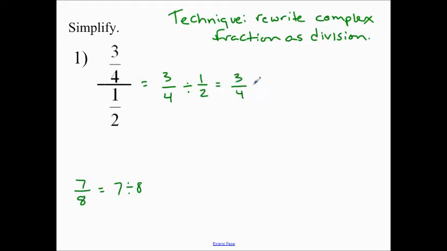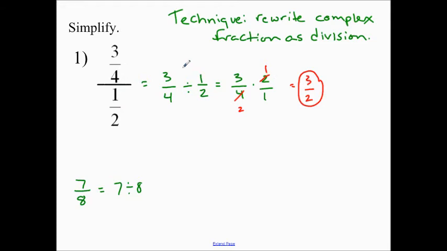3/4 times its reciprocal, 2 over 1, which we can simplify from here by, hopefully we recognize there's a common factor here of 2. Let's divide that out. So our final answer is 3/2. And you can reason about that intuitively. 3/4 divided by 2 would make it smaller, but 3/4 divided by half actually makes it twice as big.